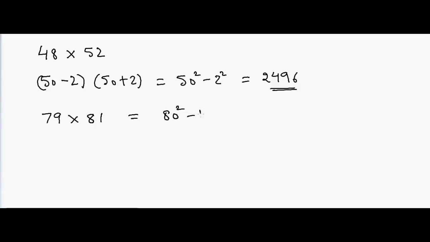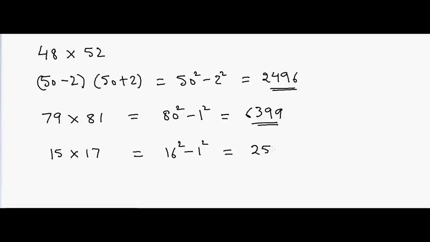80 square minus 1 square, so this will be equal to 6399. Suppose we have to do 15 into 17. In that case it will be equal to 16 square minus 1 square, that's equal to 255.